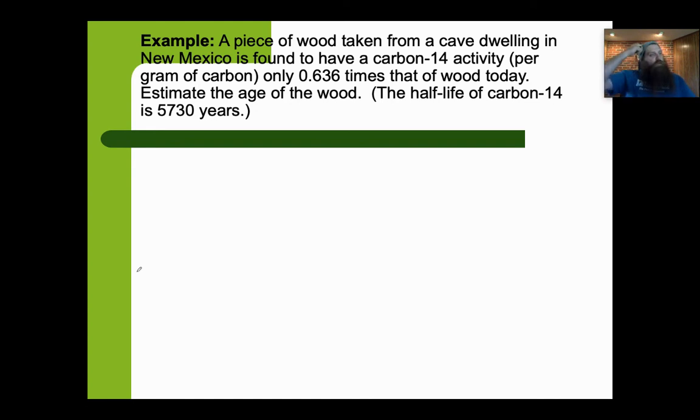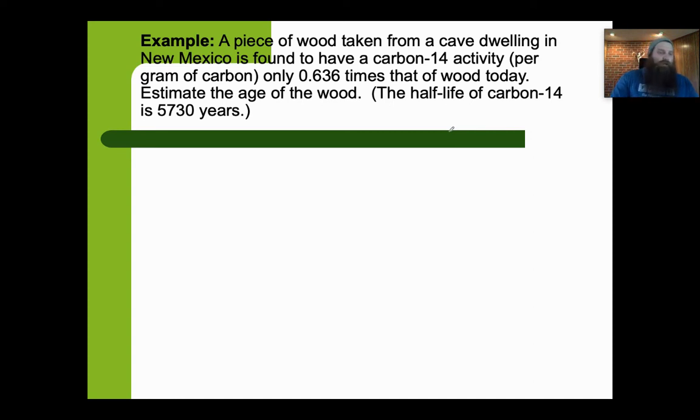It says a piece of wood is taken from a cave dwelling in New Mexico and found to have a carbon-14 activity per gram of carbon only 0.636 times that of wood today. Here's the dead giveaway that you're using N, not A. It says activity. Estimate the age of the wood, and the half-life of carbon-14 is 5730 years.